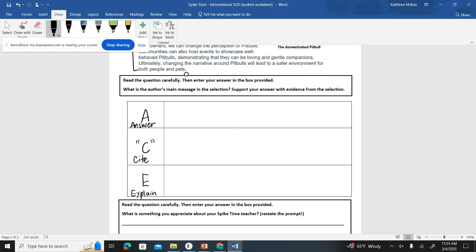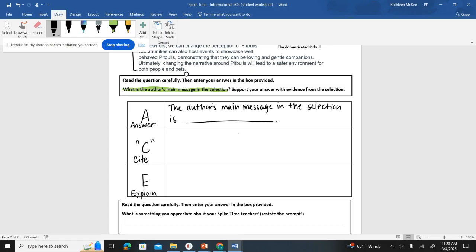Okay, first thing you need to do is you need to look at the prompt. What is the author's main message in the selection? This is where you're going to practice stating that in a complete sentence. So you're going to say the author's main message in the selection is, and then you're going to decide what that is.